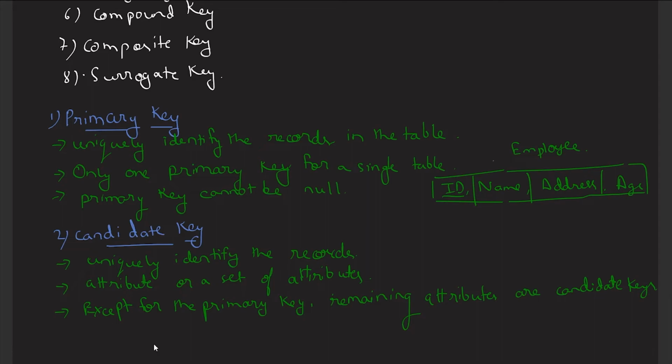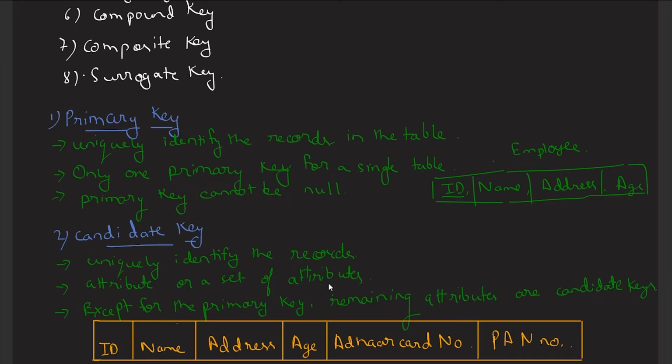For example, suppose there is an employee table. Now for this table we have ID, name, address, age, Aadhaar card number, PAN number. Okay, so these are some of the attributes we have for the employees table. Now in this table, ID is the primary key.